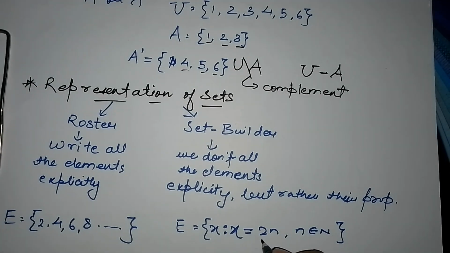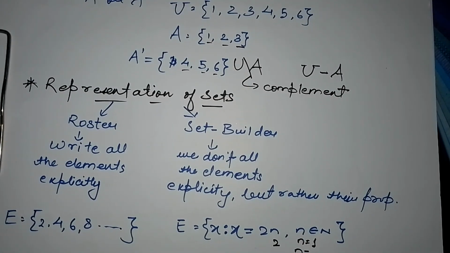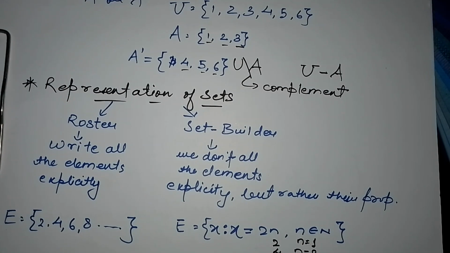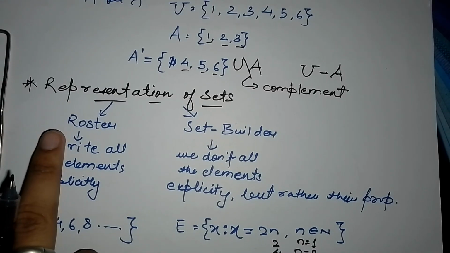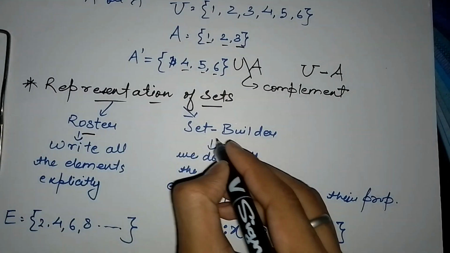What does this mean? Here we mean that when we take n equal to 1, then we would get the number 2. When we take n equal to 2, we would get 4. So in this way we represent the entire set in the set builder form. I hope you have understood the two methods of representation of sets, that is Roster form and set builder form.